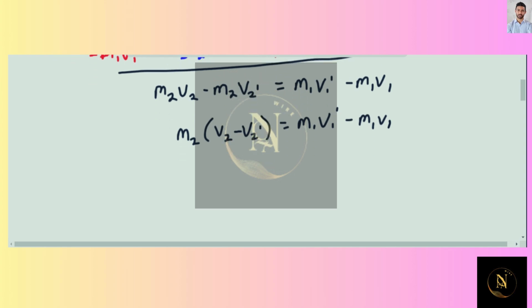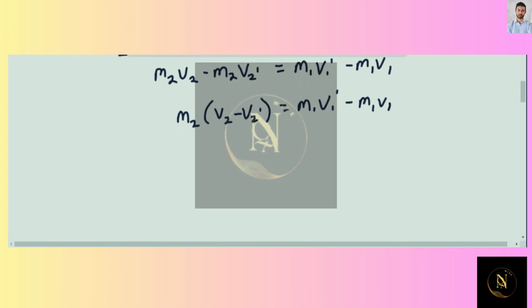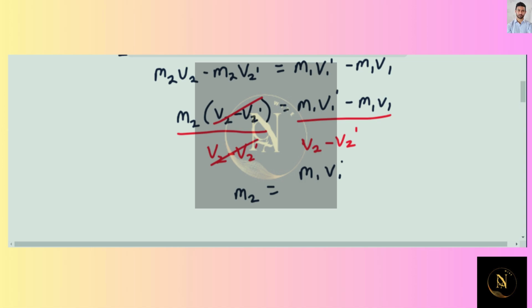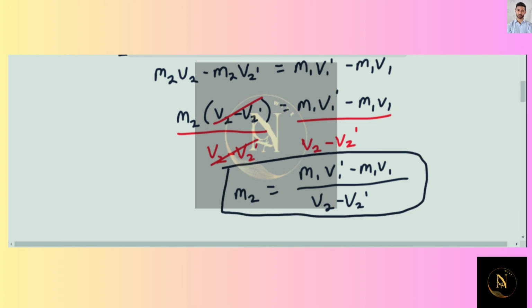So now, because m2 is getting multiplied by v2 minus v2 prime, to get m2 by itself, we're just going to divide both sides of our equation by v2 minus v2 prime. The terms on the left-hand side cancel, so now we finally isolated m sub 2. And on the right-hand side, we can't simplify. So we'll have m1 v1 prime minus m1 v1, all divided by v2 minus v2 prime. And now we've solved for m sub 2.